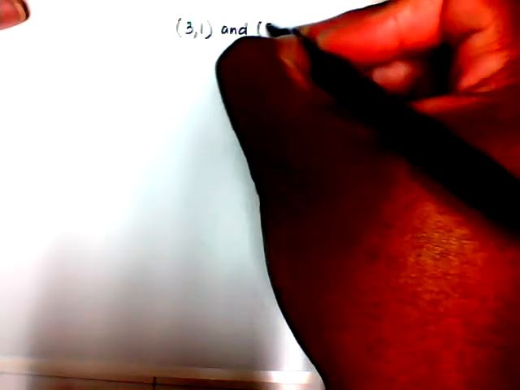Problem number 4. Here we want to find the equation of the line containing the given pairs of points, (3, 1) and (9, 6). Okay, now here's how we're going to do this. I'm going to do this on a separate sheet of paper here. I'm going to write the ordered pairs (3, 1) and (9, 6).